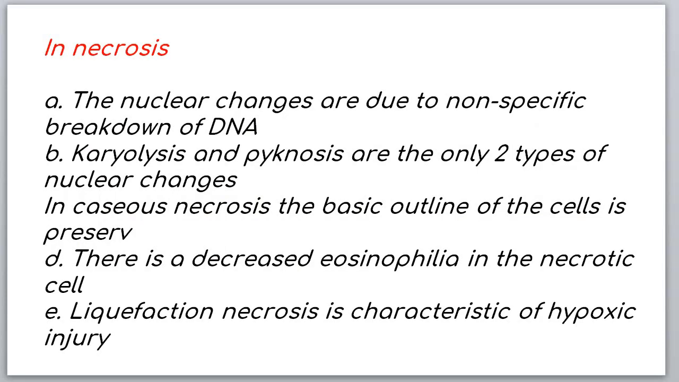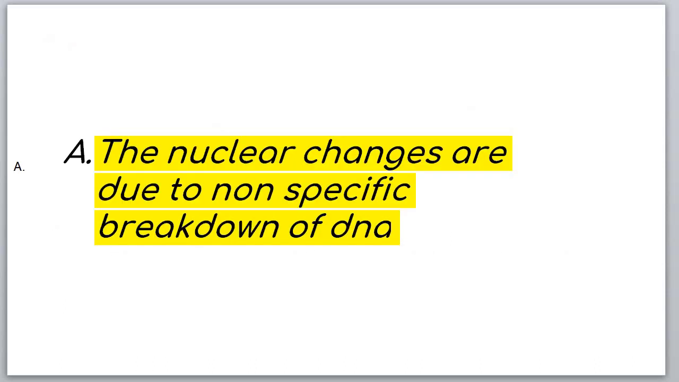In necrosis, option A, the nuclear changes are due to non-specific breakdown of DNA. Option B, karyolysis and pyknosis are the only two types of nuclear changes. Option C, in caseous necrosis, the basic outline of the cells is preserved. Option D, there is a decreased eosinophilia in the necrotic cell. Option E, liquefaction necrosis is characteristic of hypoxic injury. Option A, the nuclear changes are due to non-specific breakdown of DNA, is the correct option.